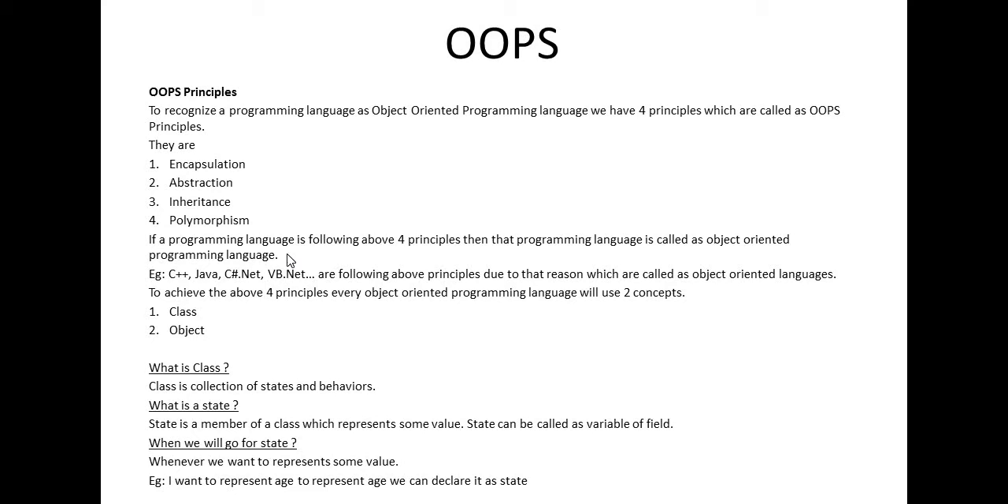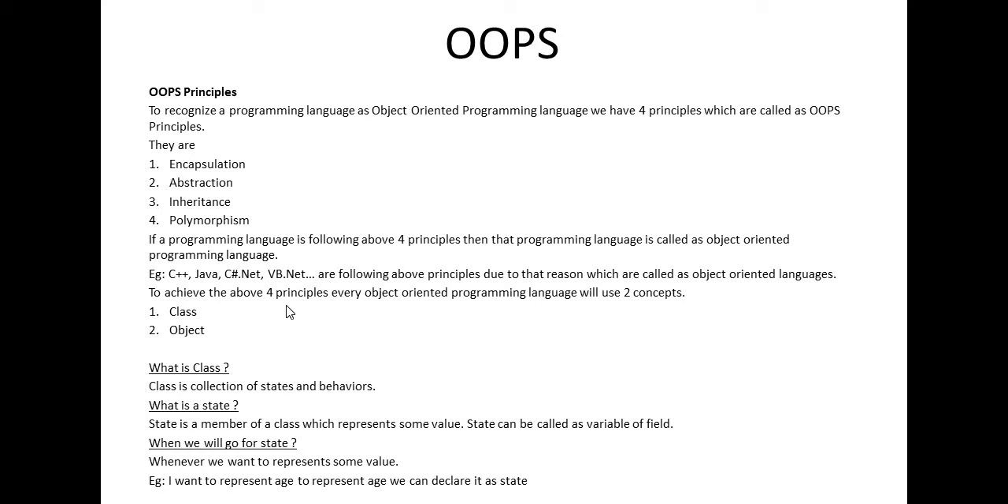Whenever we write any program using any programming language, if we follow the above principles, encapsulation, abstraction, inheritance and polymorphism, while using C++, Java, C#, VB or any programming language, that is called the object oriented programming approach. These programming languages follow the above principles. Due to that reason, they are called object oriented languages.